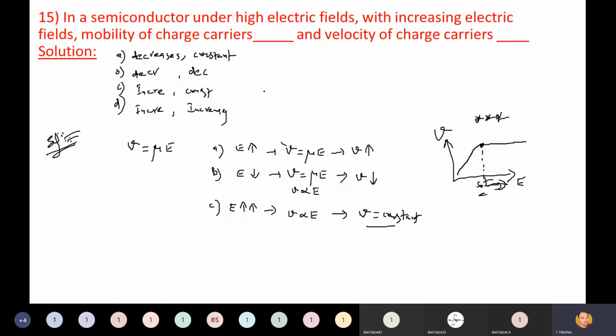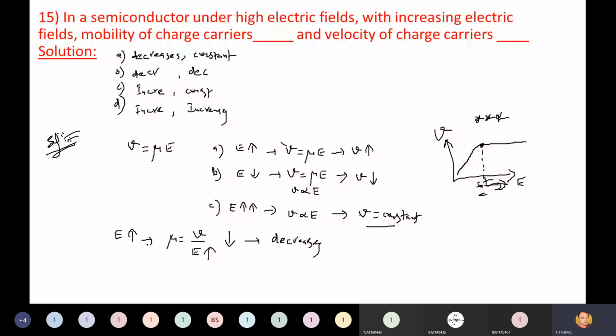Now tell me the answer. With increasing electric field, what happens to the mobility of charge carriers? Mu is equal to V by E. So as the electric field is increased, mobility decreases.